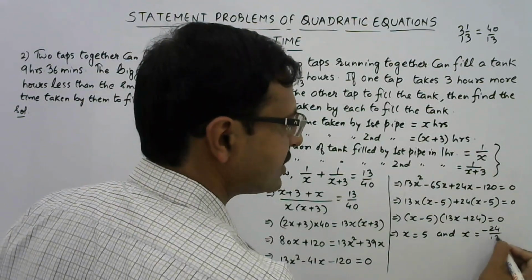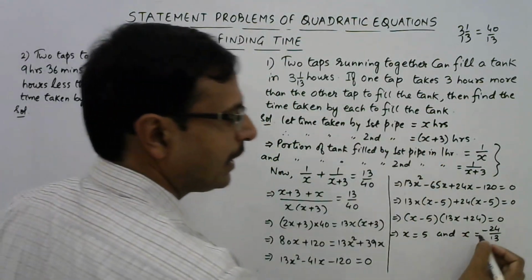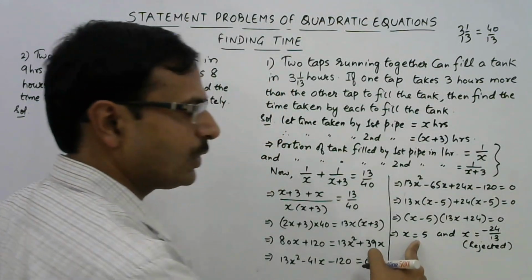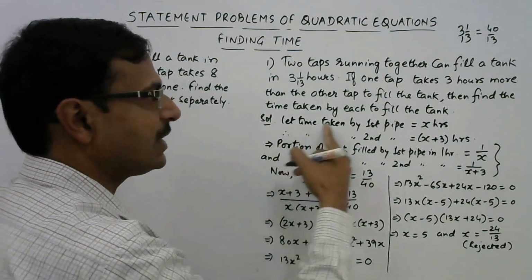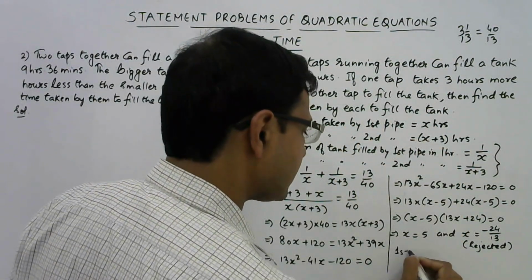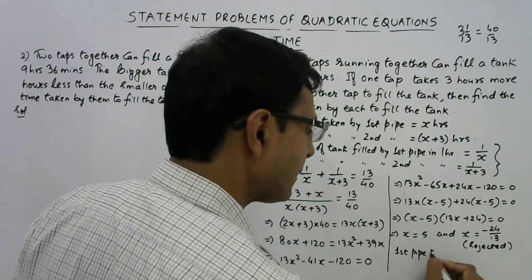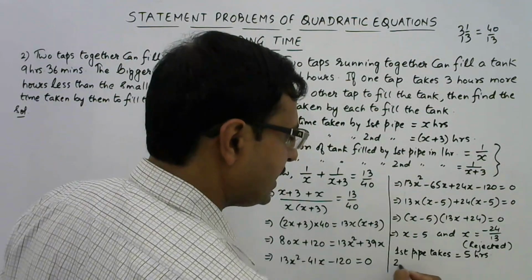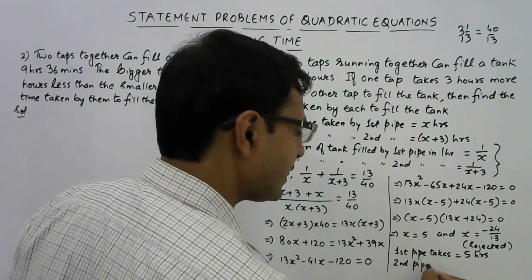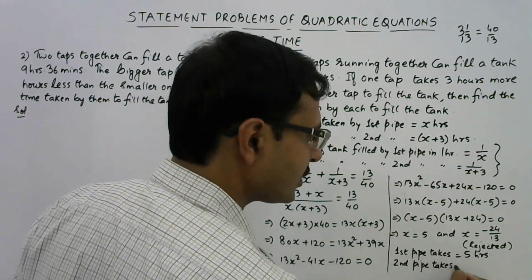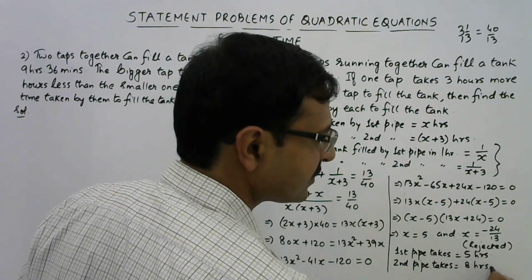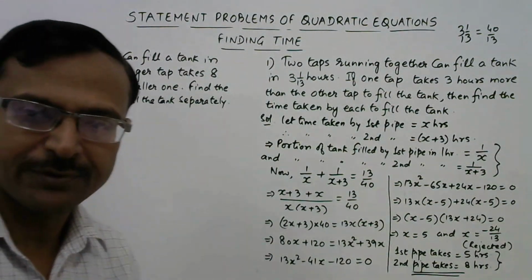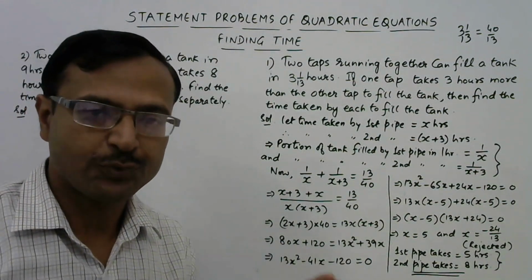So negative is to be rejected. Why? Because x is the time taken and time taken cannot be negative. So we have x equal to 5. And what was x? It was the time taken by the first pipe. So first pipe takes 5 hours and consequently second pipe takes 3 hours more. So that is 5 plus 3, 8 hours. So this is the answer of this important question of time taken by a pipe to fill a tank.